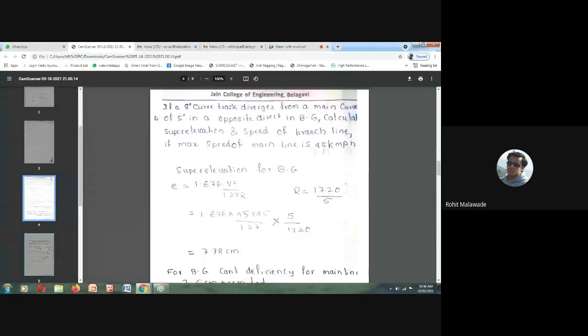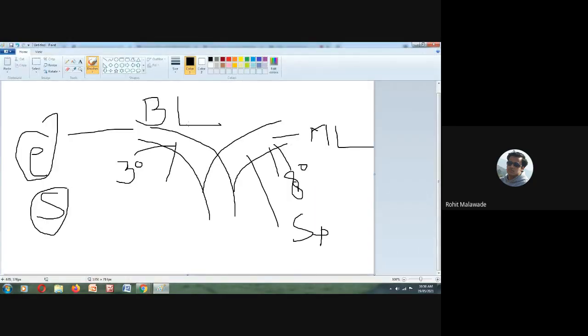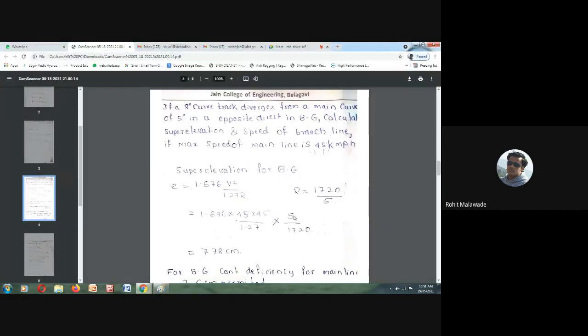See, in this problem, what I have told: if an 8-degree curve track diverges from a main curve, that means the branch line is going to diverge from a main line. This is my branch line and this is my main line. Okay, calculate the super elevation and the speed of the branch line.